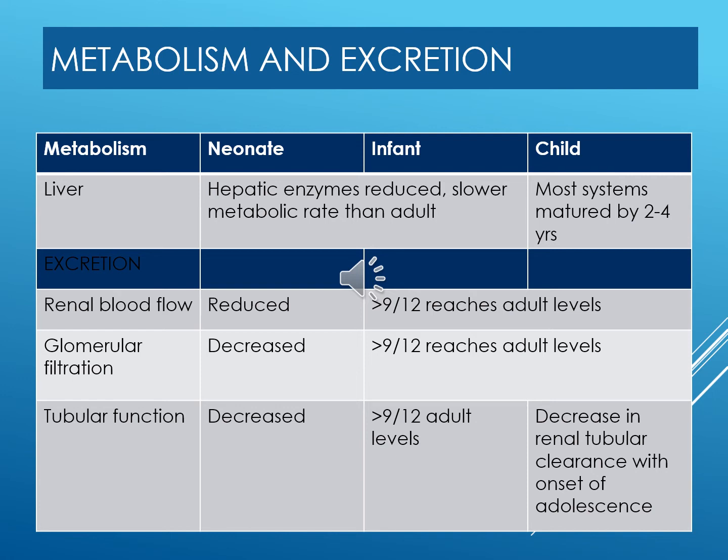So you can expect excretion to be on a par with adult levels. Renal tubular function as well is decreased in neonates, and it doesn't get up to adult level until around 9 months of age. Adolescents actually do start to see a slight decrease in renal tubular clearance as well. So when you see 12-year-old children who are prescribed certain medications and you're watching over them, just keep an eye out to see if there are any changes happening with adolescents.